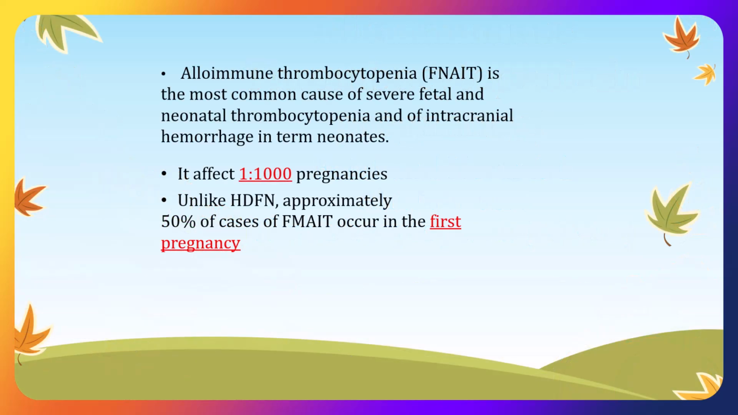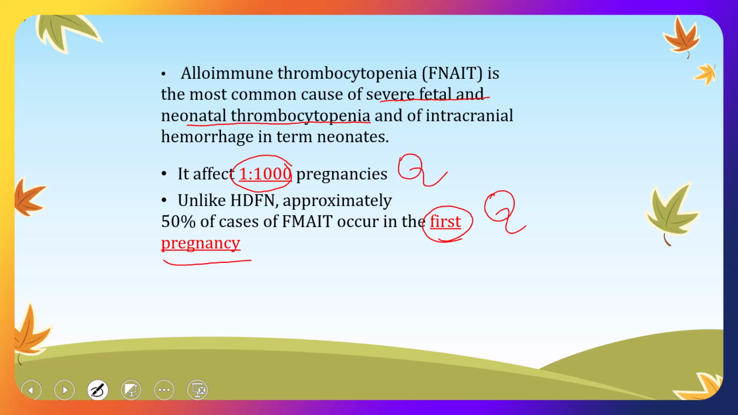So, what is AIT or alloimmune thrombocytopenia? It is the most common cause of severe fetal and neonatal thrombocytopenia and of intracranial hemorrhage in term neonates. It affects 1 in 1,000 pregnancies, unlike hemolytic disease of the fetus and newborn, which is also the RH incompatibility topic. Approximately 50% of the cases of fetomaternal or alloimmune thrombocytopenia occur in the first pregnancy. So kindly remember this. This is a very important point for you all.